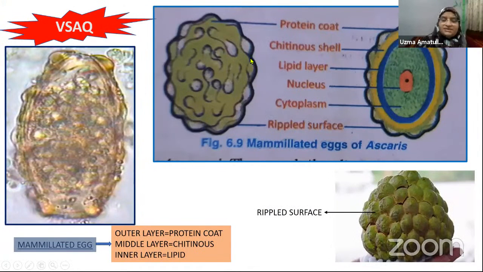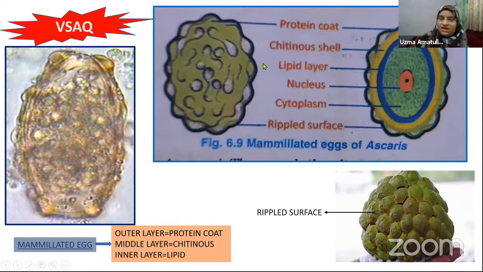I'll show that. Now here, this mammillated egg which is released looks like this. Here you can see these eggs. These are mammillated eggs. Now why are they called mammillated eggs? Because they have a rippled surface. Here you see this custard apple, how its structure has ups and downs. So this is called rippled, meaning the surface is not smooth. It has ups and downs like this. So this is called a rippled surface. And this larva also has a rippled surface.